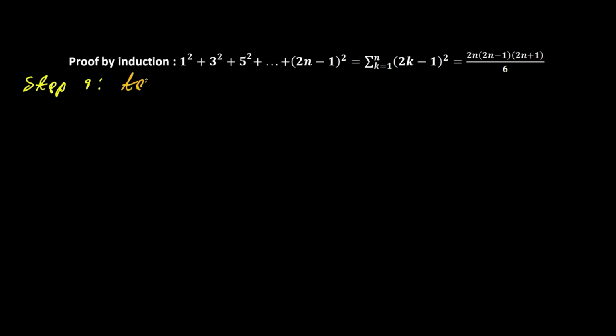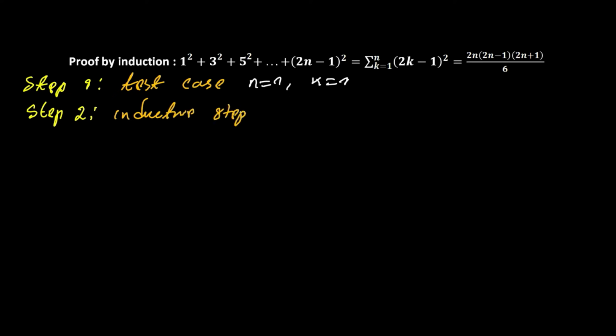Now when we talk of the test case, here we have to assume that it is true for the lowest values of n and k. So it means we are going to assume it's true for n equal to 1 and true for k equal to 1. Now the second step, step 2, is called the inductive step.